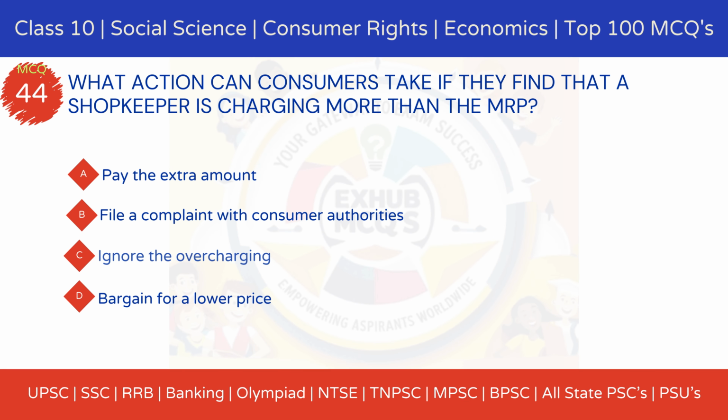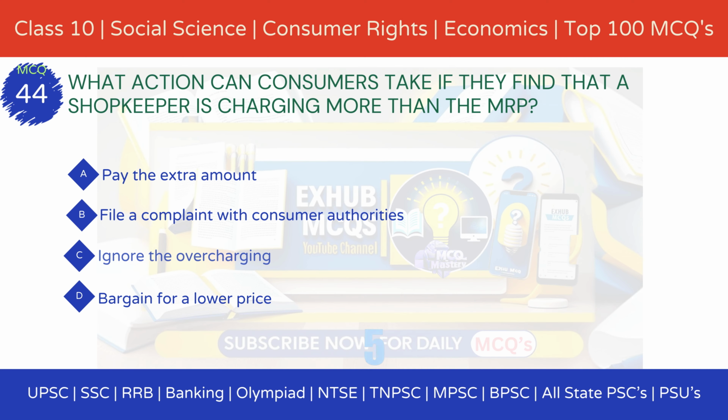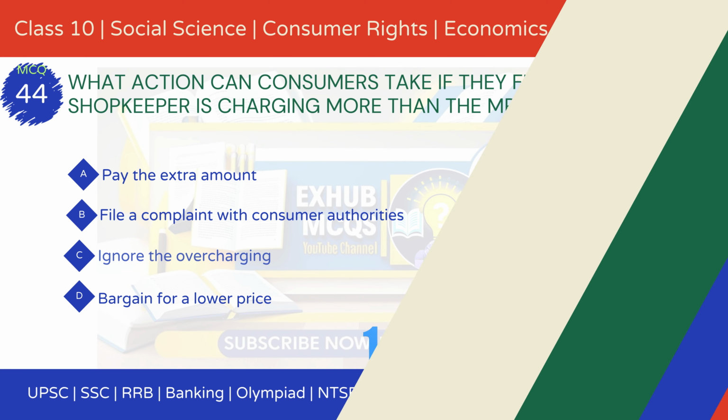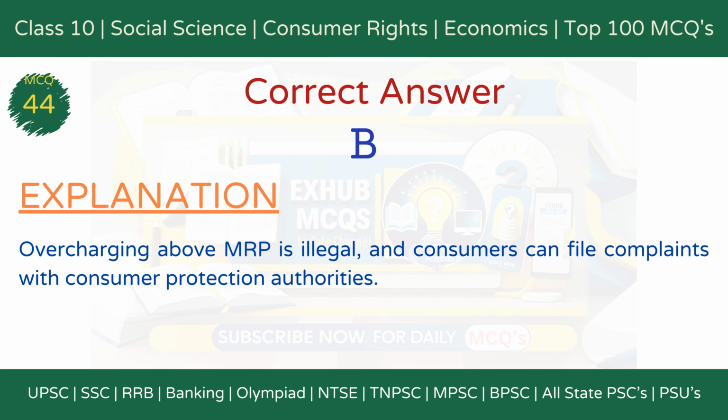MCQ 44. What action can consumers take if they find that a shopkeeper is charging more than the MRP? Option A, pay the extra amount. Option B, file a complaint with consumer authorities. Option C, ignore the overcharging. Option D, bargain for a lower price. The correct answer is option B, file a complaint with consumer authorities. Explanation: overcharging above MRP is illegal, and consumers can file complaints with consumer protection authorities.